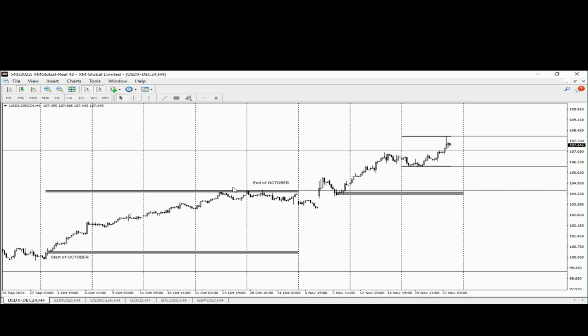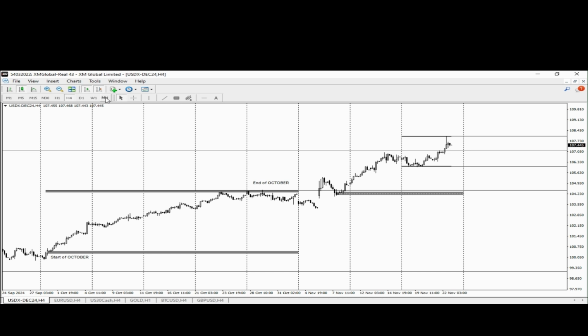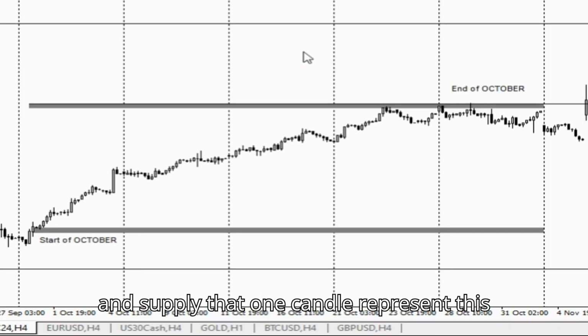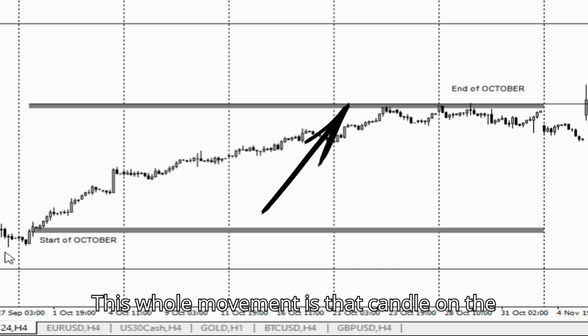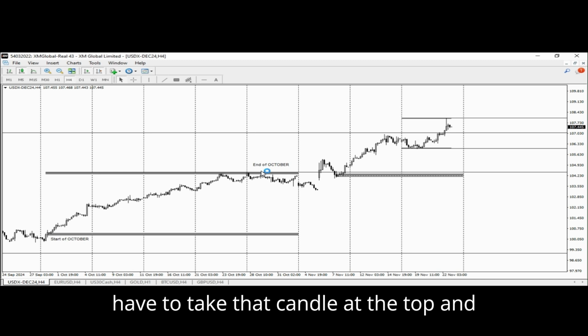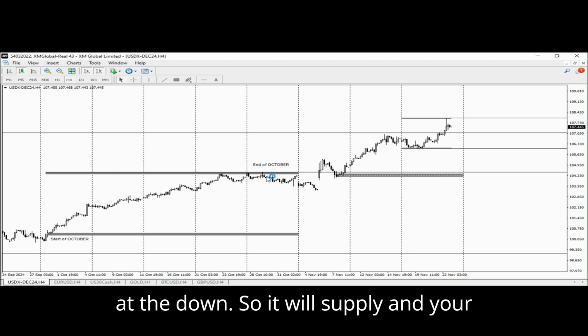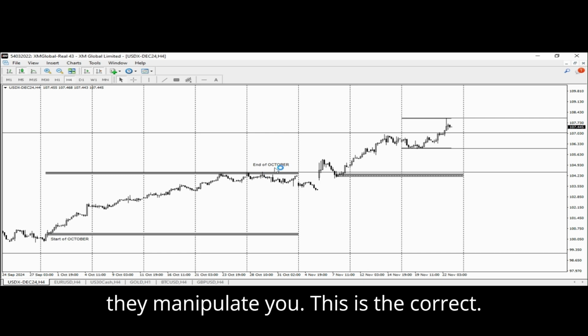So you see, this right here is your supply. You saw it on the monthly, demand and supply. That one candle represents this whole movement down right here. This whole movement is that candle on the monthly. So you just have to take that candle at the top and at the bottom, and it's your supply and your demand. I just want to show you how they manipulate you.